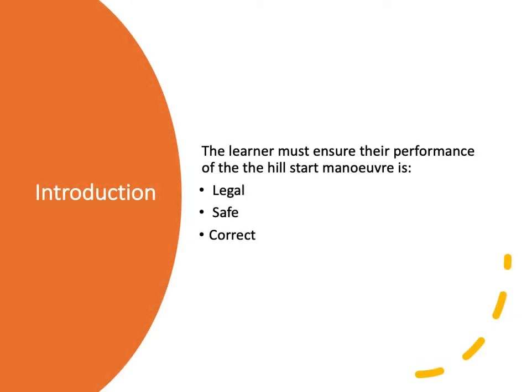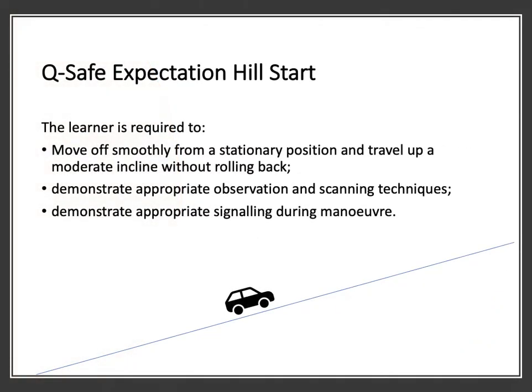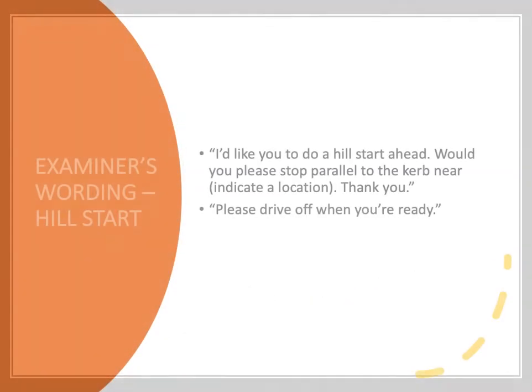The learner must ensure their performance of the hill start manoeuvre is legal, safe, and correct. The learner is required to move off smoothly from a stationary position and travel up a moderate incline without rolling back. They must demonstrate appropriate observation and scanning techniques and demonstrate appropriate signaling during the manoeuvre.